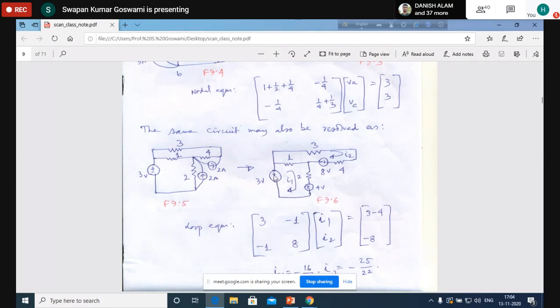3 volt source with a positive terminal here and negative terminal here means that natural current of this source will be outgoing from terminal positive. Natural current of this 4 volt source will be going out from this positive terminal. That means you can say that 4 volt source at loop 1 will be a negative source, 3 volt source at loop 1 will be a positive source. That's why 3 minus 4.